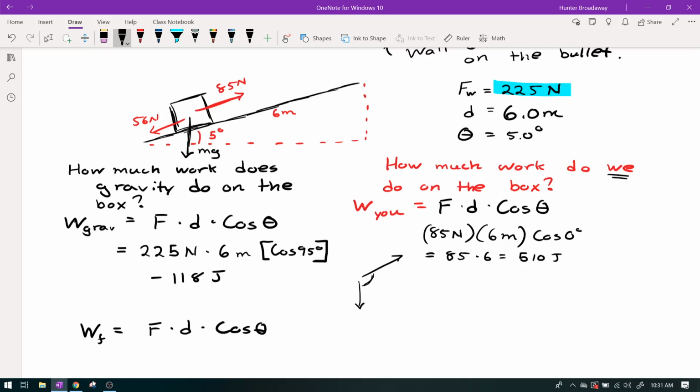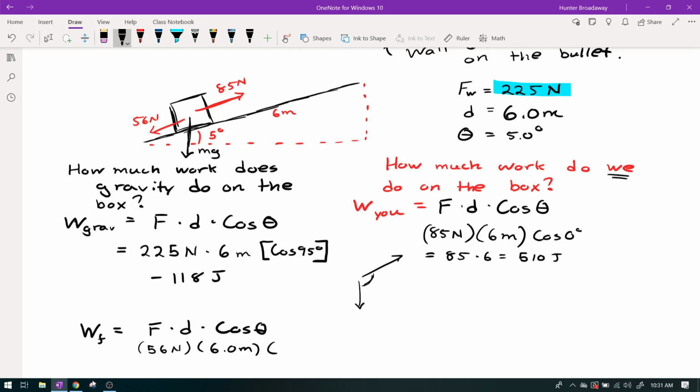We have a frictional force given to us. It's somewhere. I may have to look at it. Okay, you're right, it was 56 newtons, right? And it's going down the ramp. So 56 newtons. What's the distance? It traveled a total displacement of 6.0 meters.